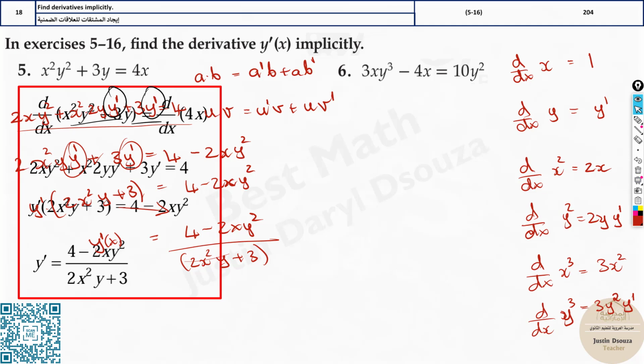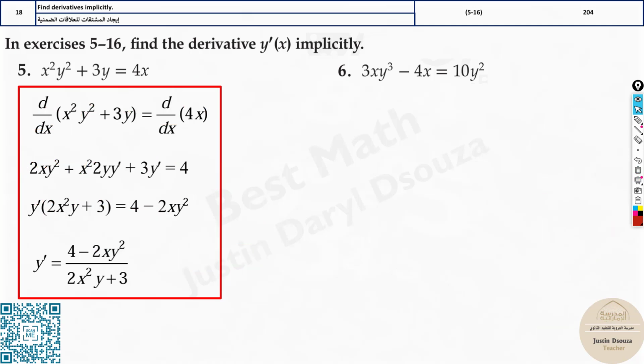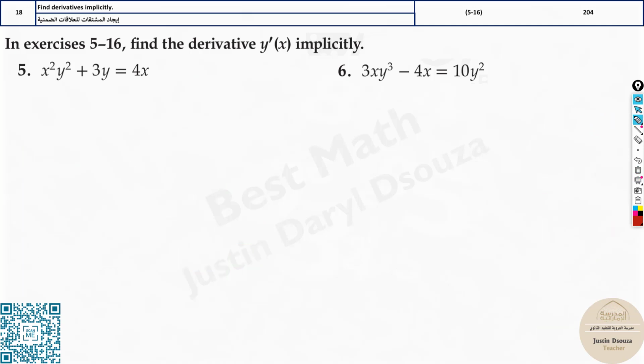But sometimes, they might have the simplified form in the solution set. You may not be simplifying as much. It's okay. Don't worry about it. As long as you've got y prime alone and everything else on the other side, that will be correct. Now let's solve this one over here.